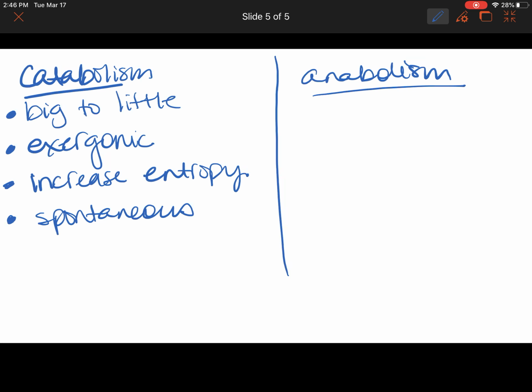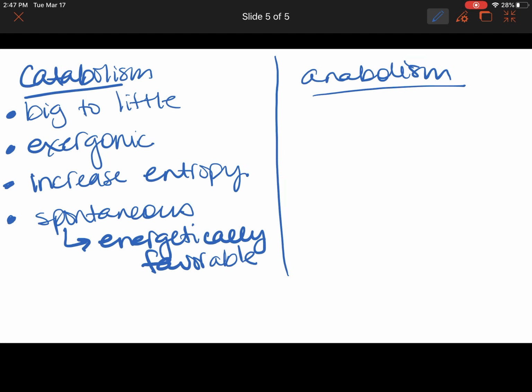Now, what I mean by spontaneous is not that they are fast, okay? A spontaneous reaction doesn't mean that it happens instantaneously. Spontaneous in this context means energetically favorable. So an energetically favorable reaction is one where the cell is getting out more energy than it puts in. Okay, so the change in free energy is more than the activation energy that's required to get it going.